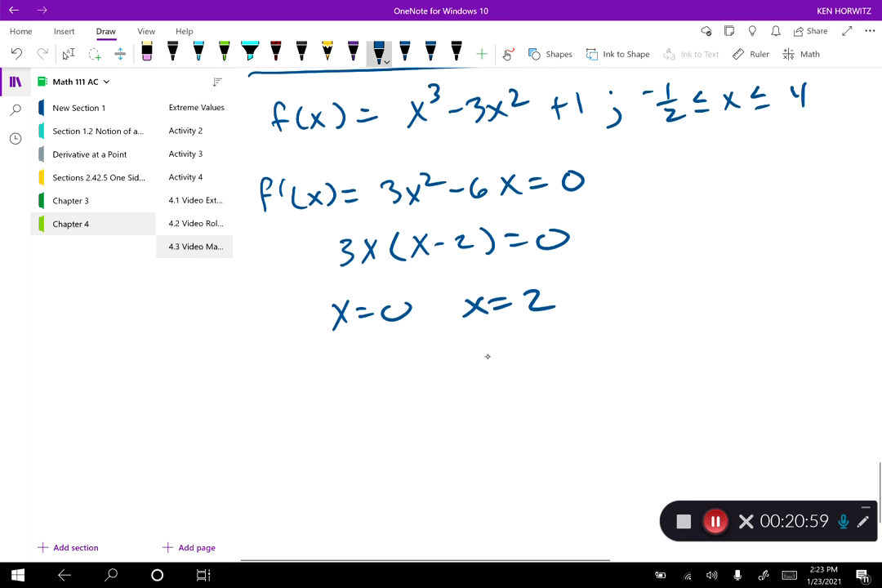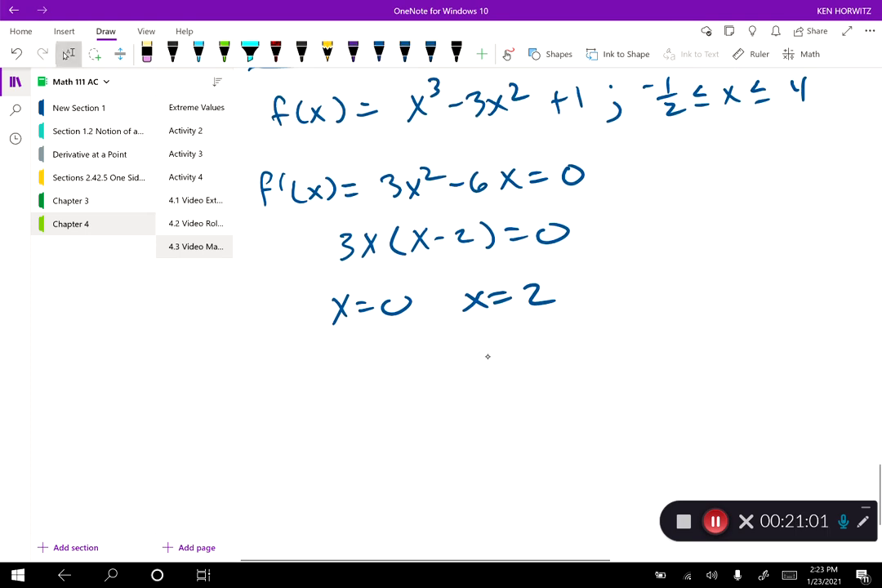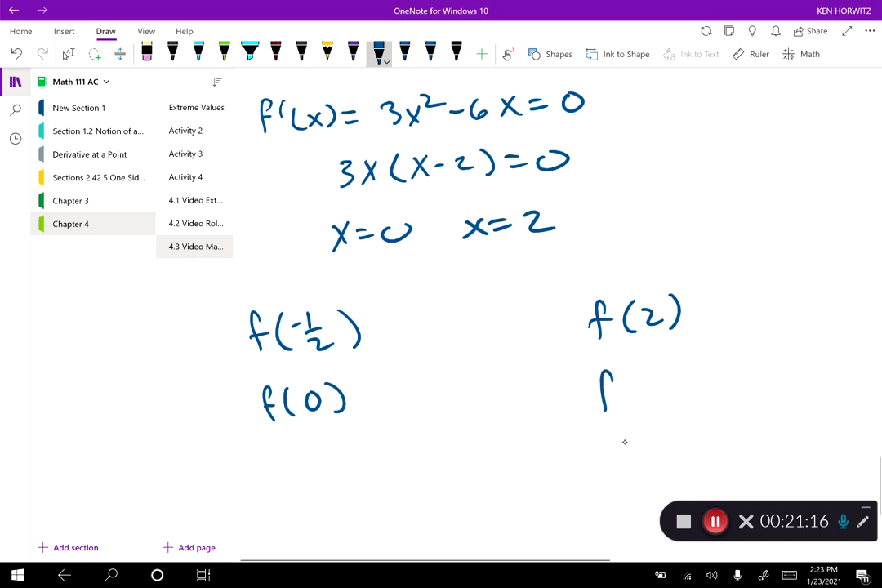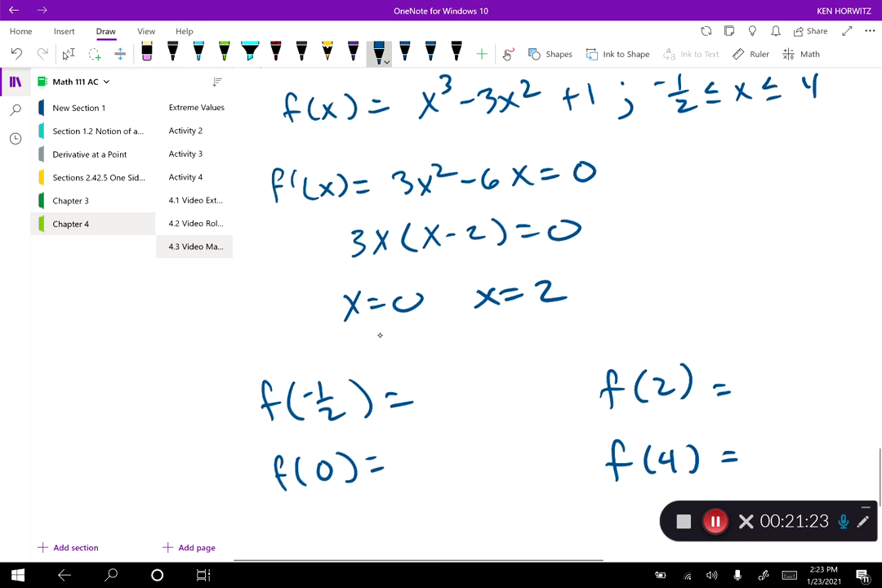So now I need 4 things from you. I need to know f of negative 1/2. I need to know f of 0. I need to know f of 2. And I need to know f of 4. I'm going to scroll back up so you can see the original function. You're going to take each one of those numbers, plug them into the original function, and we'll talk about the answers on the back end and the conclusions.